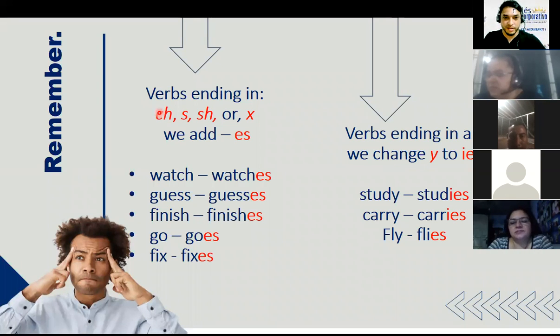Ok, vamos a explicar. Cuando el verbo termina en CH, en S, SH o en X, agregamos ES al final del verbo. Por ejemplo, en watch, no decimos watch, decimos watches.